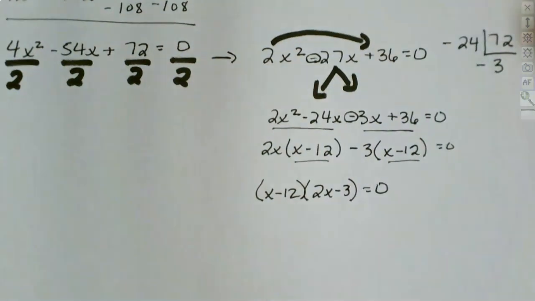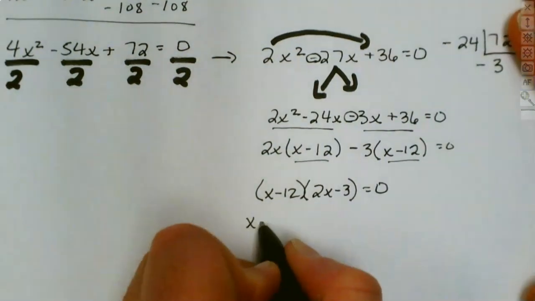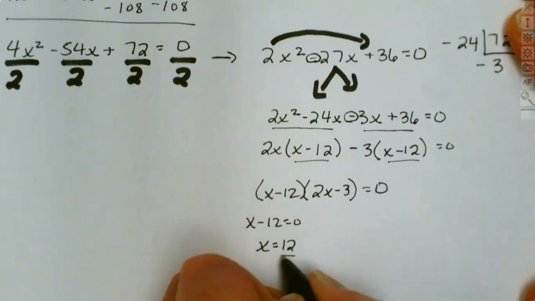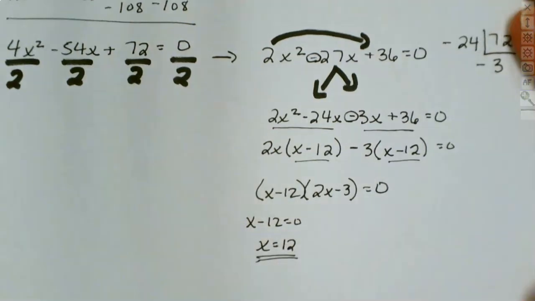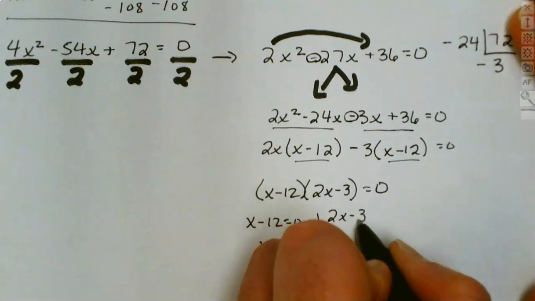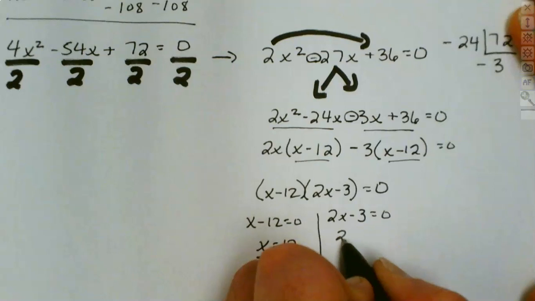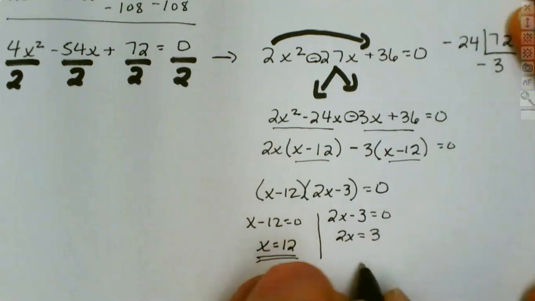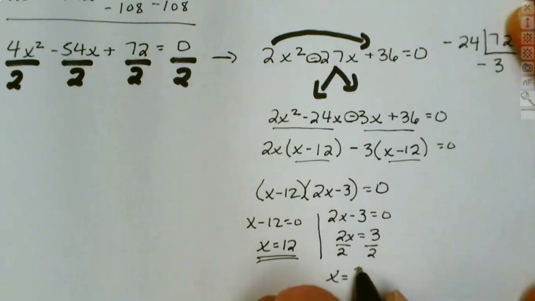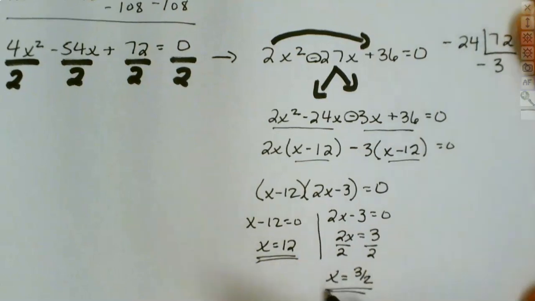Now we can solve it. So we've got x minus 12 equals 0. Moving it over, x equals 12. Our other solution is 2x minus 3 equals 0. So 2x equals 3. Divide by your 2. So x now equals 3/2.